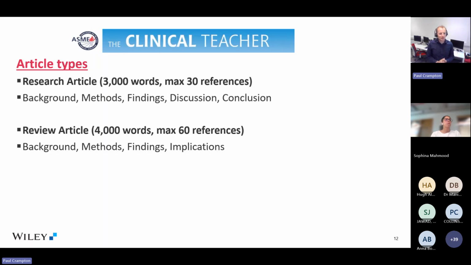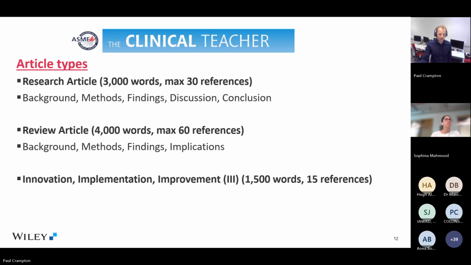And in terms of reviews, we're looking at things that have a method in terms of the way in which they've searched the literature, but it can be open in terms of what type of method that is. So it could be narrative, meta-analysis, systematic review, realist reviews, or other types of ways in which you might have looked at the literature, but just making sure that there is a method that underpins the approach. We've also got the practical side, so the 1,500 words for innovation, implementation and improvement.